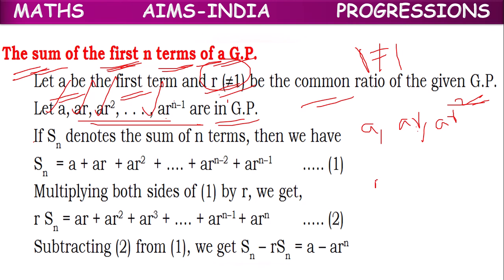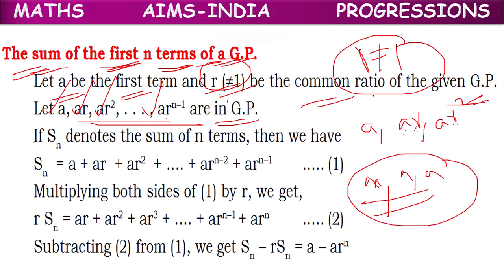If R is 1, what happens? A into R means A into 1, it will become A. A into R square, A into 1 square, it will become A. All terms will be the same. So that's why here the condition is R should not be equal to 1.